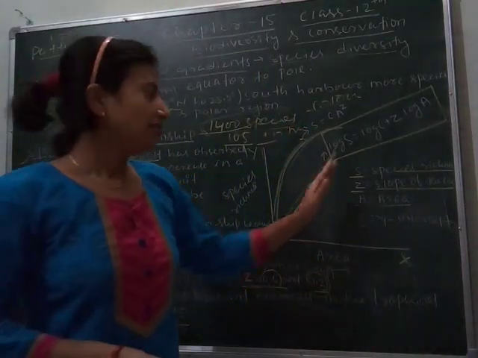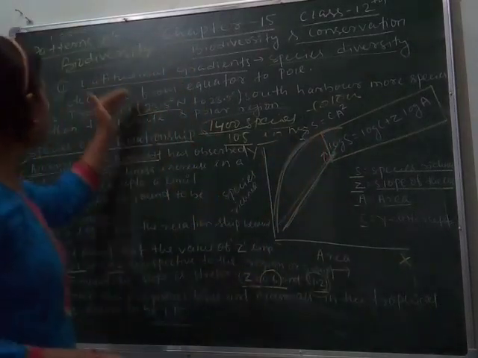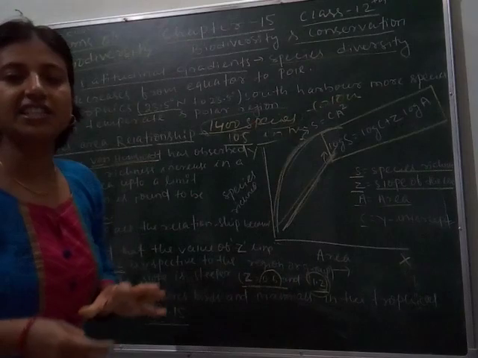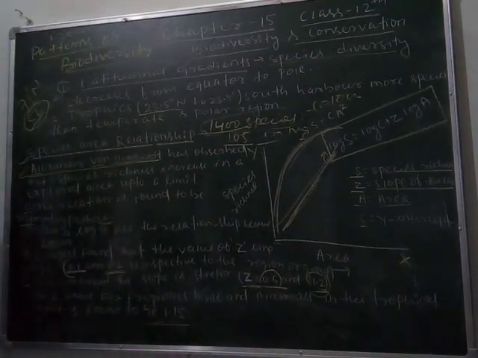So this is all about latitudinal gradient and species area relationship. In the next topic we will study the importance of species diversity to the ecosystem.